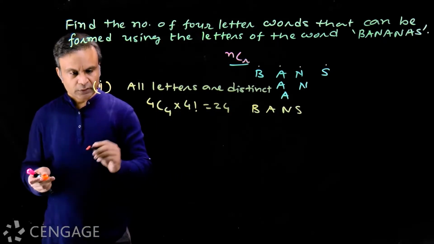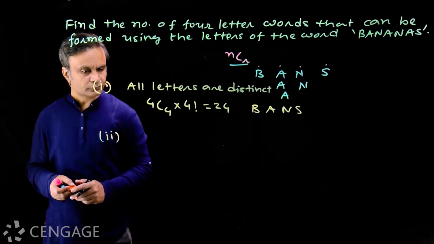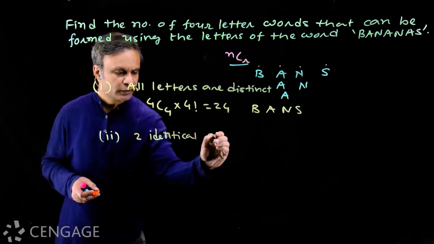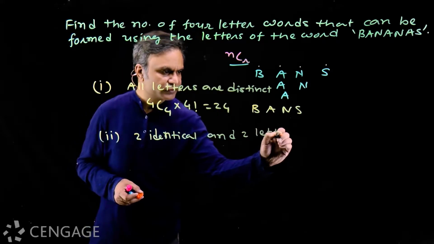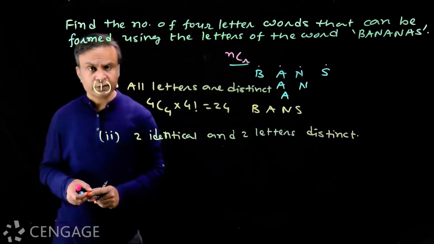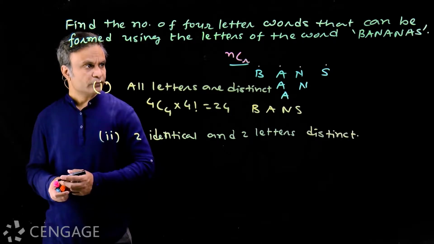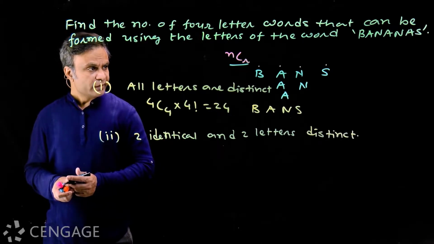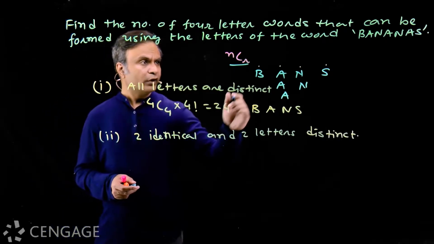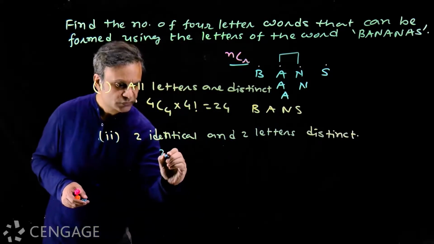Now what will be another case? क्या हो सकता है दूसरा केस? We have 2 letters identical and 2 letters distinct. 2 letters identical हैं और बाकी के 2 letters distinct हैं. Now for 2 identical letters we have 2 options. We may have either double A or double N. That means we can select one pair of identical letters from these 2 groups in 2C1 ways.